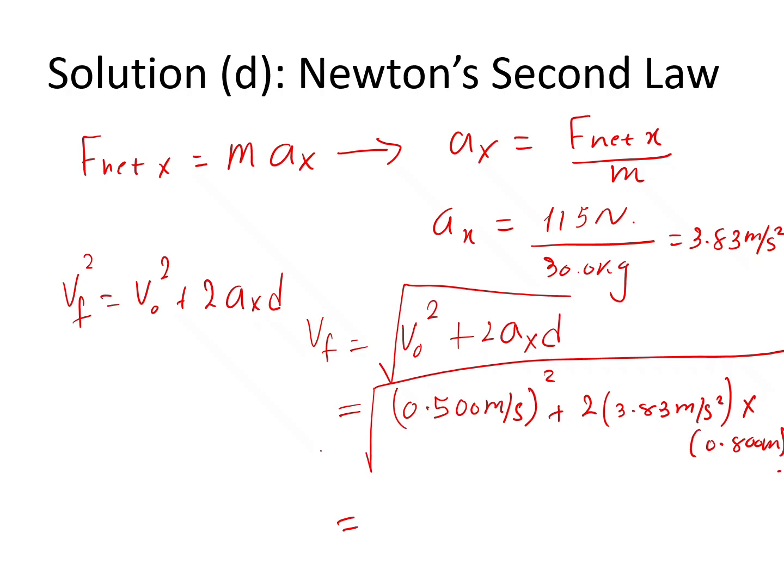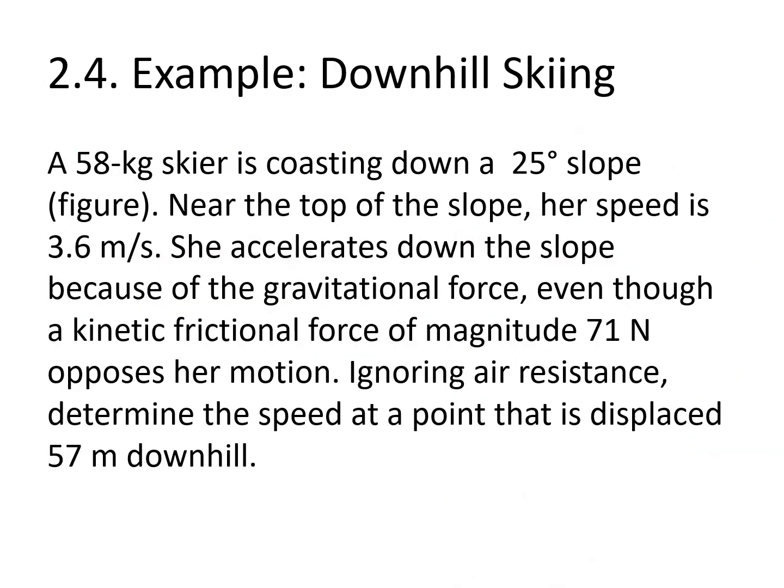And this gives us 2.53 meters per second, which is the same answer we got using the work energy theorem. The work energy method and Newton's second law method agree because they describe the same physics. The difference is how we organize the problem. Now let us look at an example where work energy becomes especially useful.